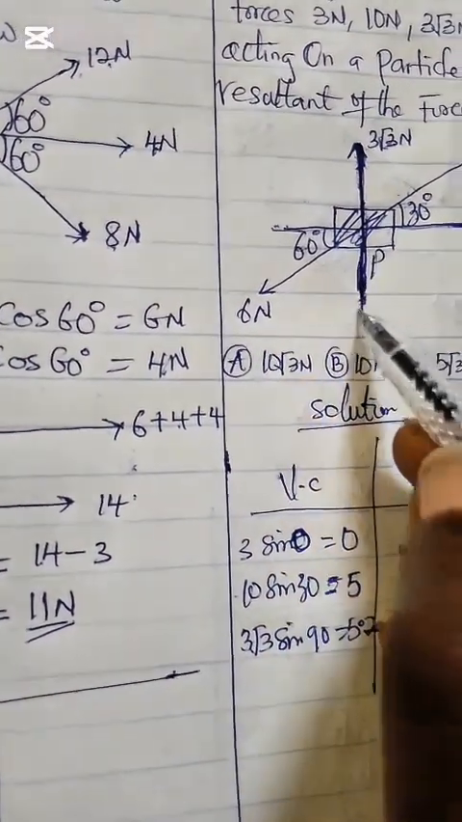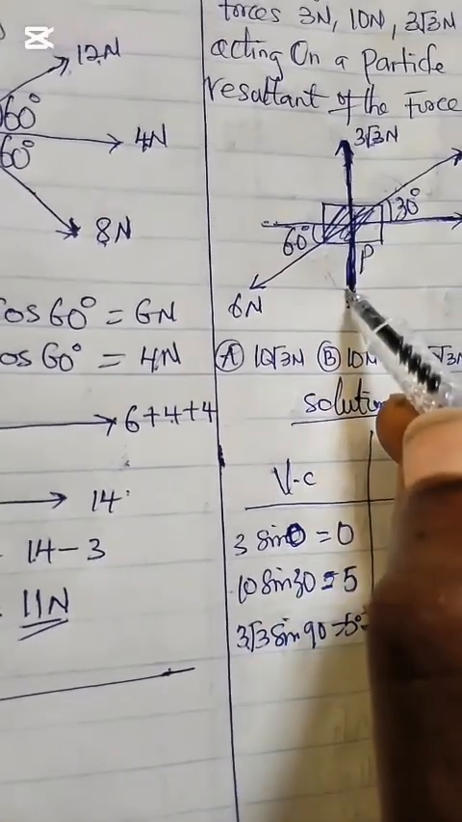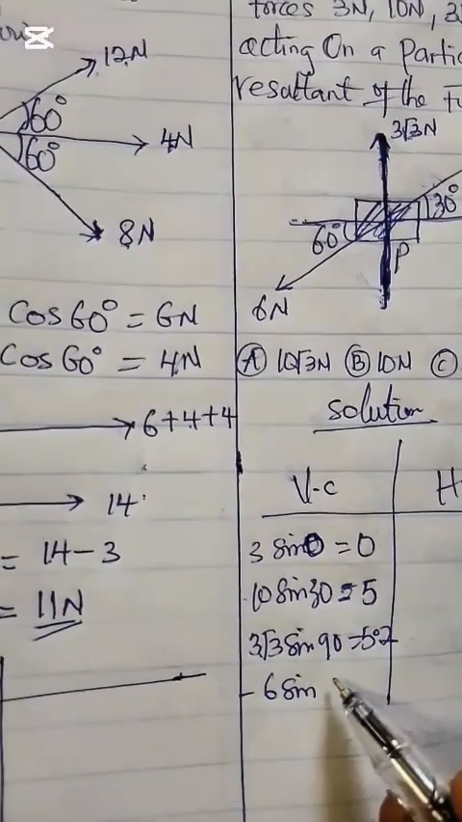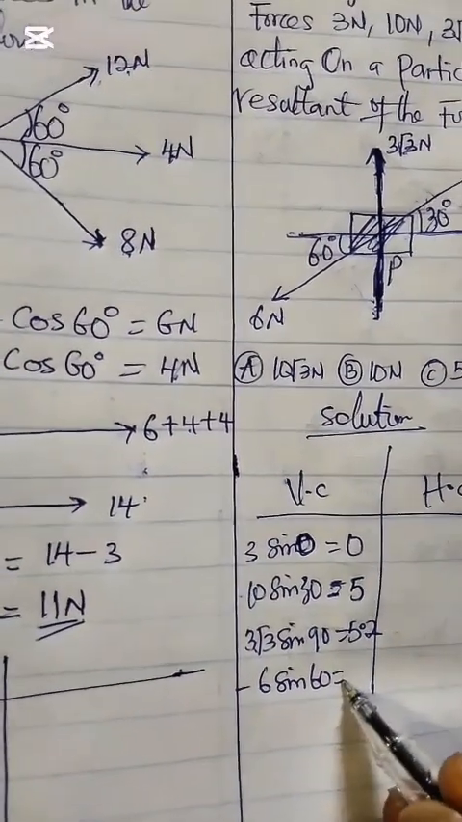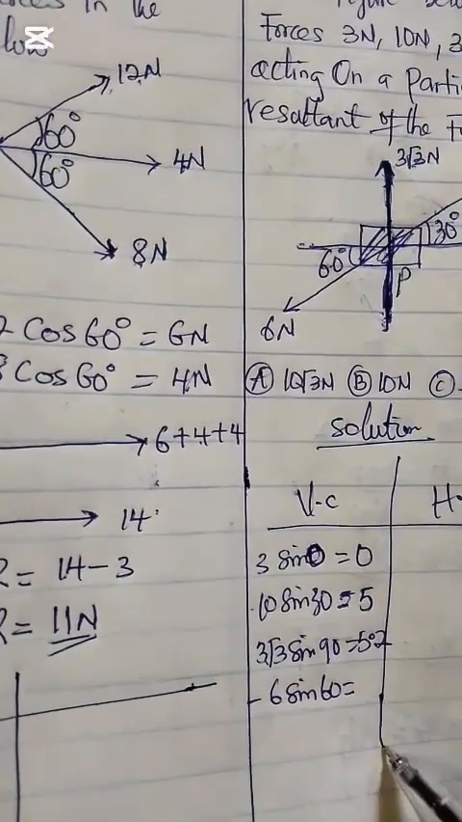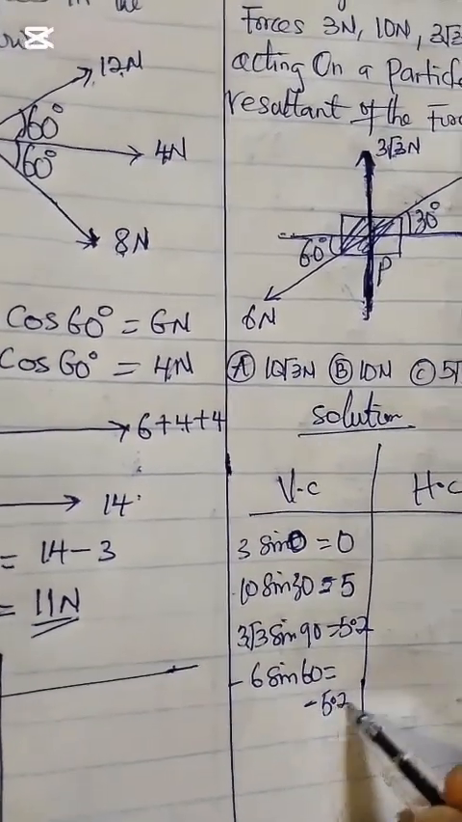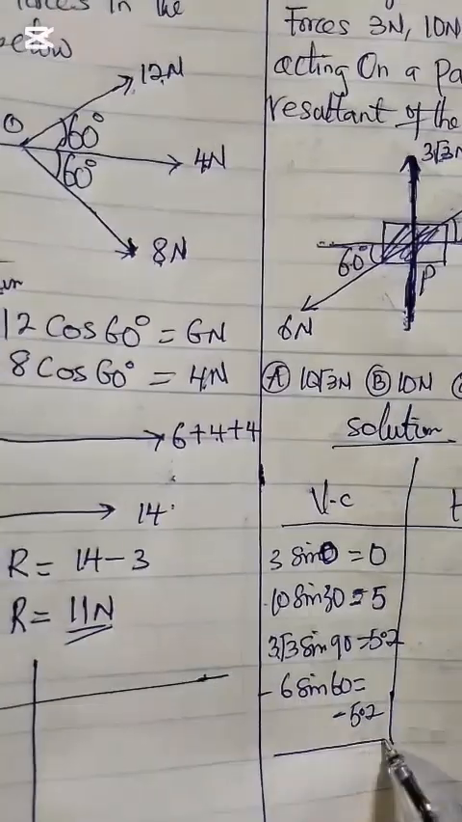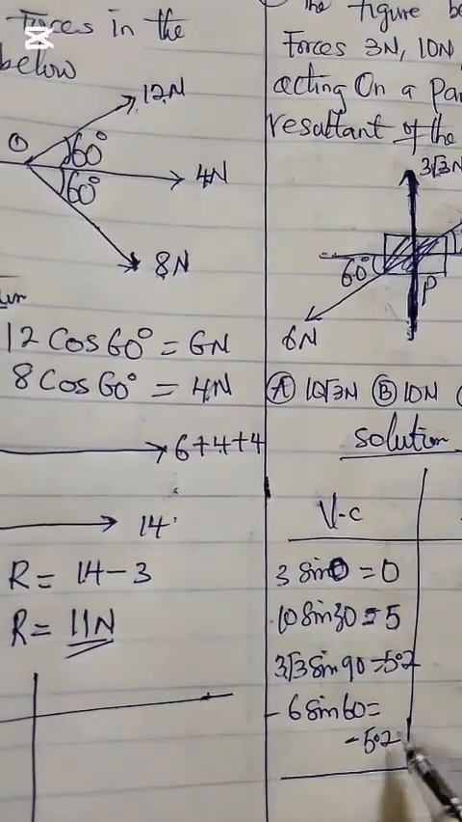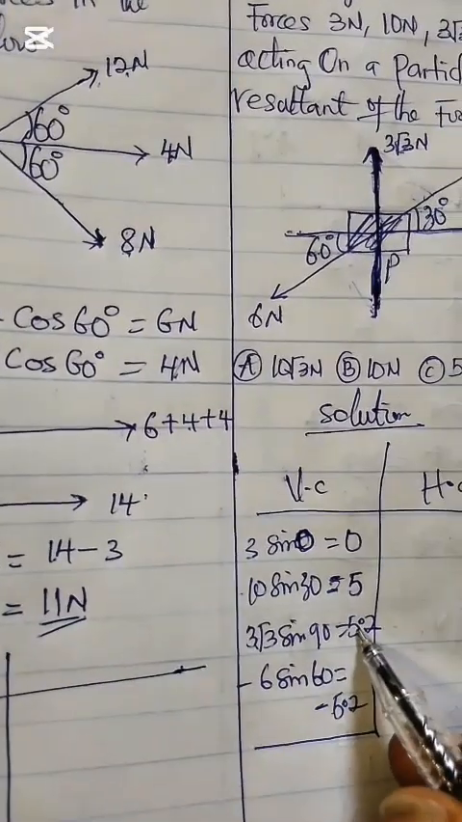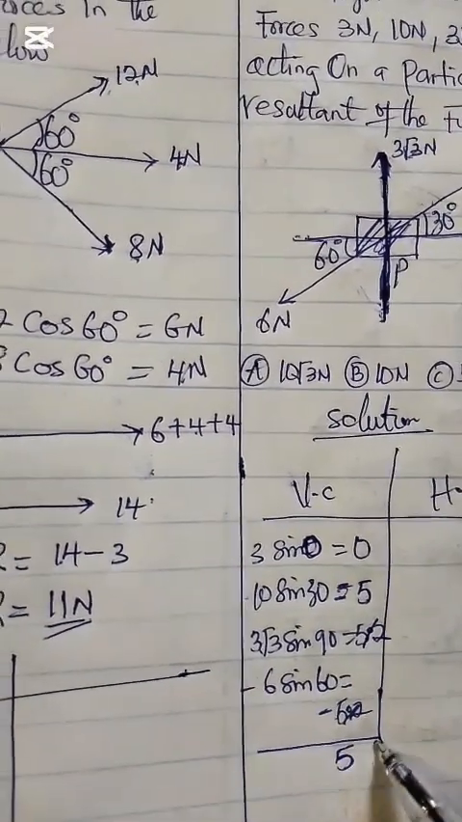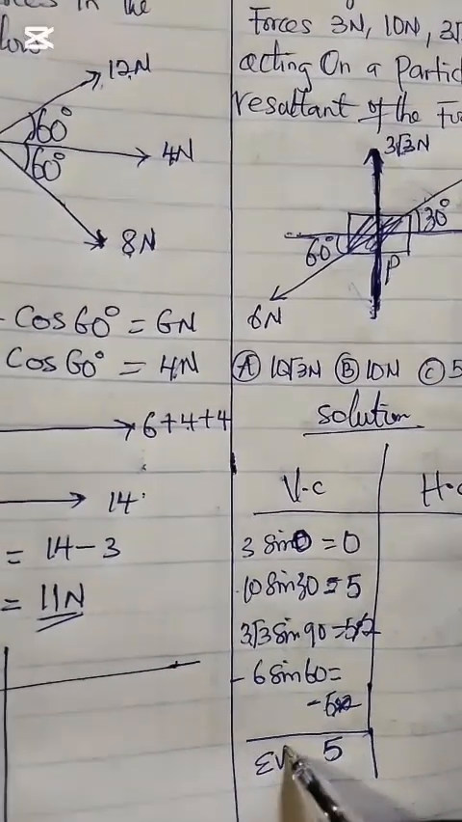Then the last is 6 Newton. The 6 Newton will be resolved to the negative side because it is closer. So I'm going to have minus 6 sine 60 degree, which will be equal to minus 5.2. That is for the vertical component. So when I'm done with this, I now take the summation of the vertical component. This is minus 5.2 and this is 5.2. So this will cancel out this. So I have 5 Newton remaining here. This is the summation of the vertical component.